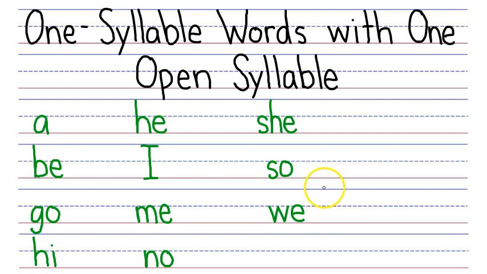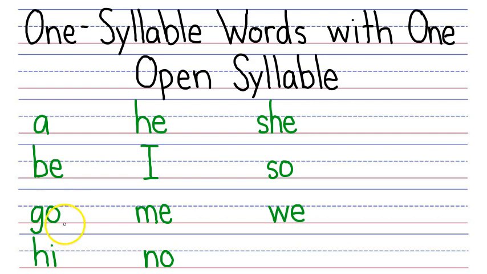Now, why are these open syllables? Well, because they end with a single vowel letter. So this one ends with the A that says a long A sound, A, and that's also the whole word, A. This ends with E that makes the long E sound, E. So the B says B, the E says E.